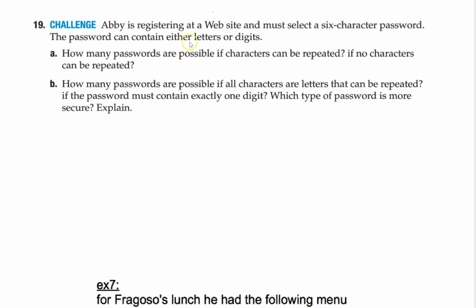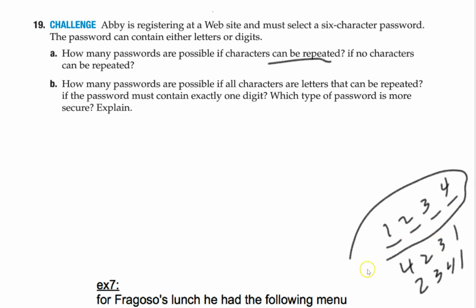Next one. Abby is registering at a website and must select a six character password. The password can contain either letters or digits. So let's think about this. How many passwords are possible if characters can be repeated? So what that's saying there is like, let's look at how to unlock your phone, right? Let's say I have a 4 character password, and let's say my password is 1, 2, 3, 4. Could I unlock the phone if I do 4, 2, 3, 1? No. Or if I did like 2, 3, 4, 1? No. It has to be this order, right? Order matters when we're talking about passwords.